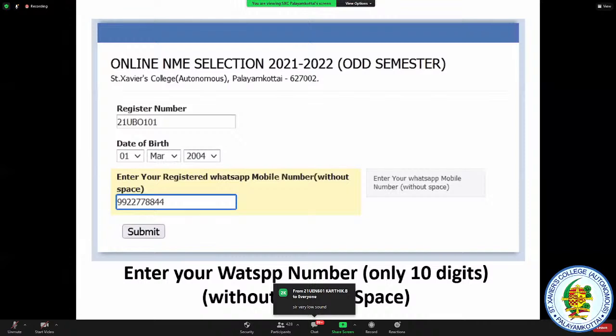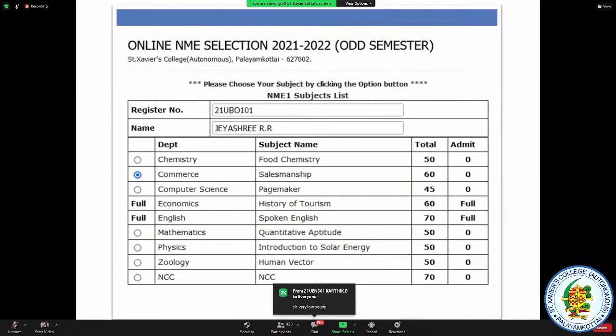and then submit. After submitting, you will see a page like this, your register number and your name, and all the departments and the offering subject name will be displayed. So this is the first SHIFT-I course, so don't bother about it. So all the department names and all the subject names will be displayed there. Choose any one of the subjects and then submit. That's all. So it will take only 5 to 10 seconds. So choose any one of the subject names and click submit.